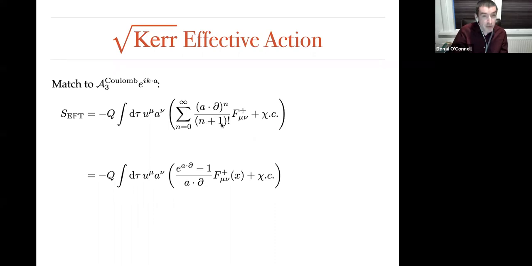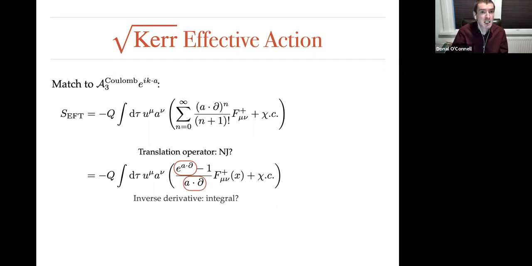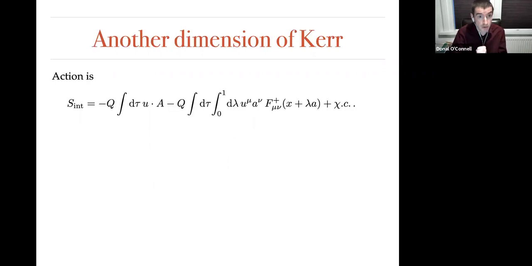It's n plus 1 factorial, but n. So you can write that as this quantity here, and e to the a dot d upstairs and a dot d downstairs. It's a bit weird, right? But on the upstairs, well, maybe e to the a dot d, that's a translation operator. Newman-Janis is some translation thing, kind of makes sense. The inverse derivative downstairs is a bit funny. We can deal with that by introducing an integral, right? And that's what I'll do. So I'll rewrite this thing as an integral.